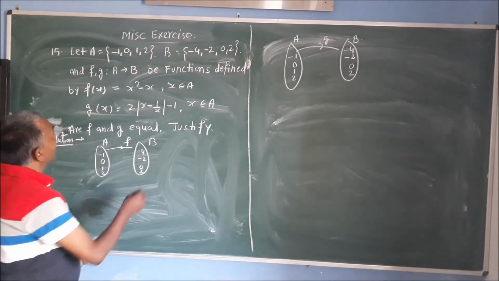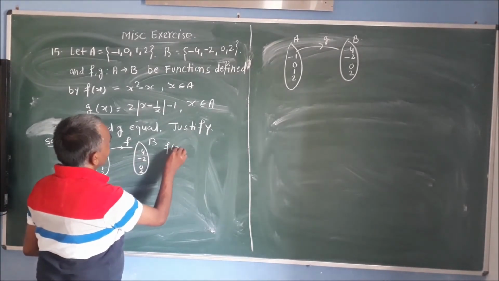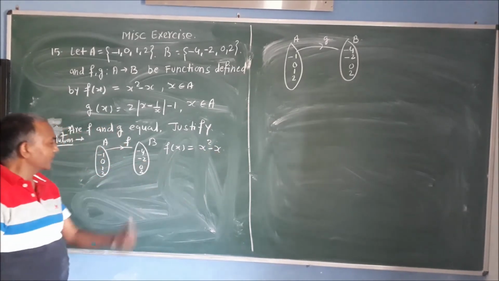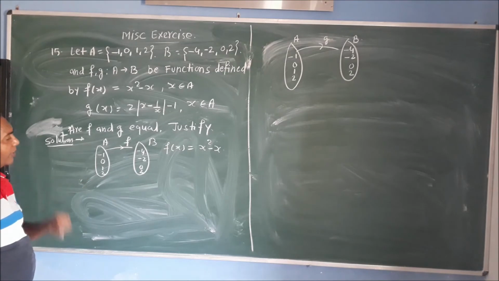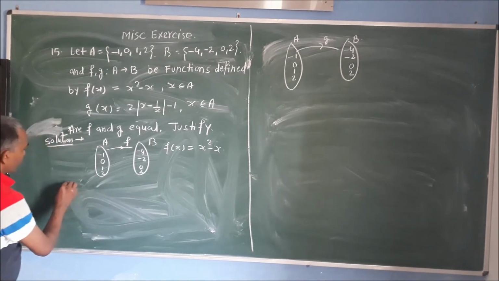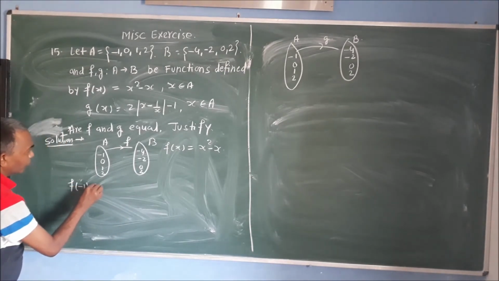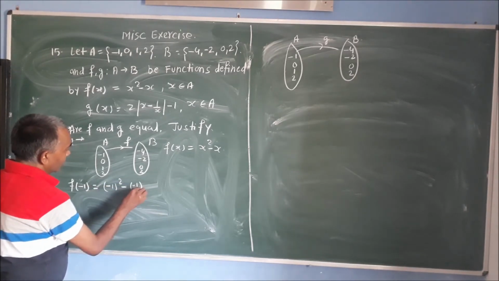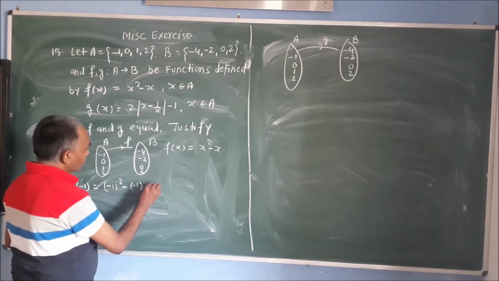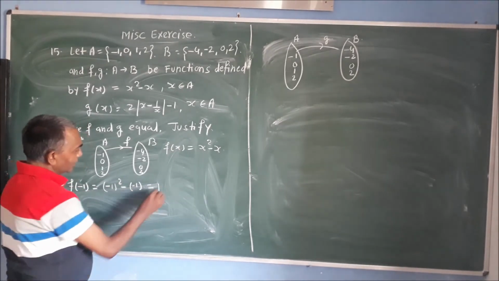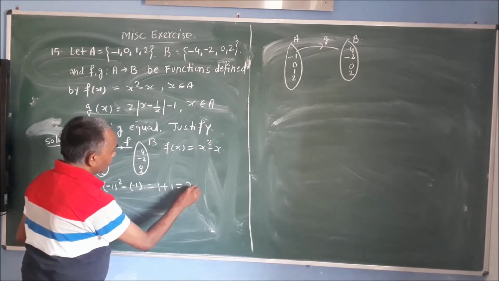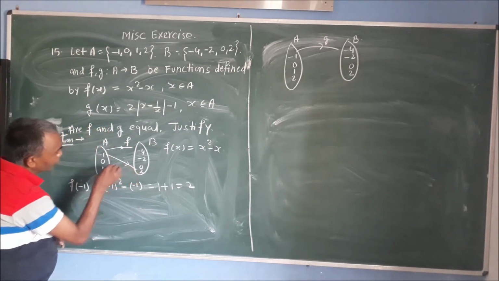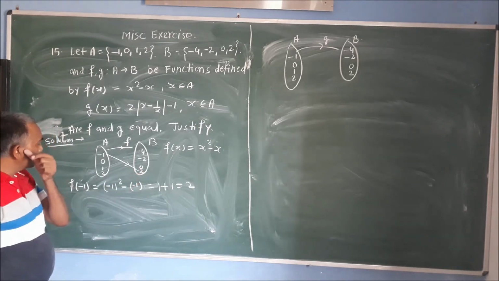So here it is given that f(x) is equal to x square minus x. Using this function, we try to find the value of f of -1. So f of -1 is equal to -1 whole square minus of -1. So -1 whole square is 1 and 1 minus of -1 is 1 plus 1, so this is 2. So -1 is related to 2.